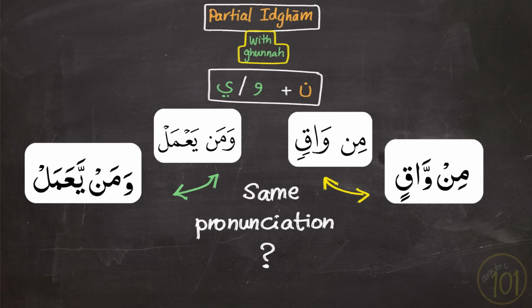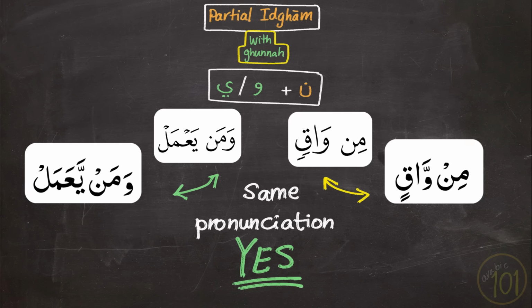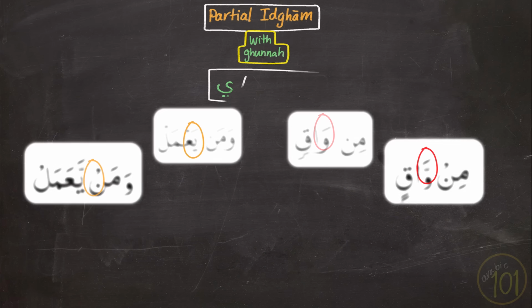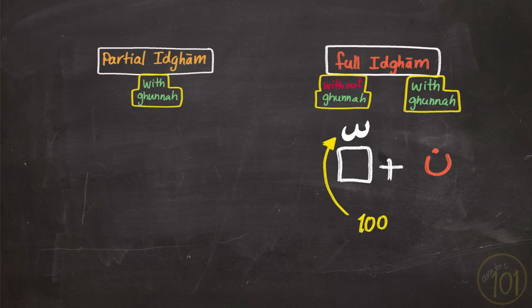Well, let's start with the more important question. Are they both pronounced the same? And the simple answer is yes. There is zero difference between them. So then why? Why is there a difference in how they are written? Well, when it comes to idgham, Arabic mushafs use shaddah to only indicate full idgham. Or in other words, when nun is 100% gone, not even its ghunnah remains.